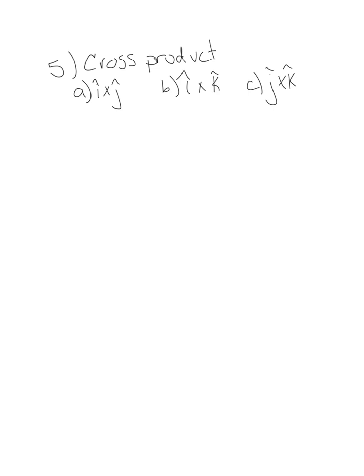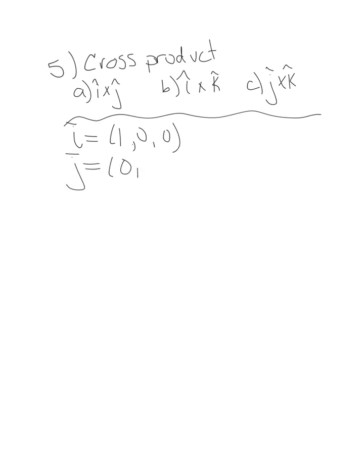Okay, so day 18, CEMC question 5. Question 5 just wants you to find the cross product of I cross J, I cross K, and then J cross K. So I guess to start, we just need to remember that our vector I is 1, 0, 0. Our vector J is 0, 1, 0. And our vector K is 0, 0, 1.